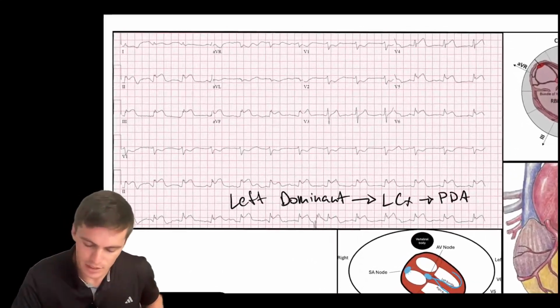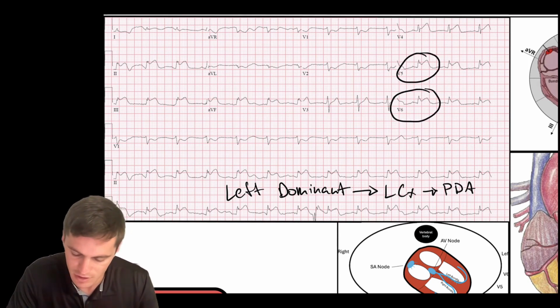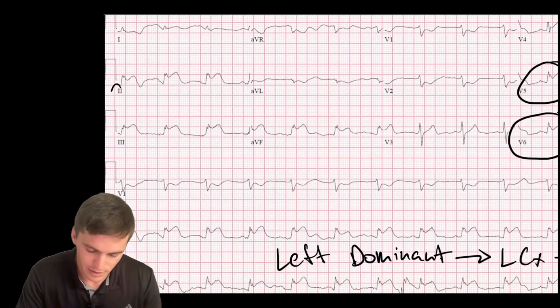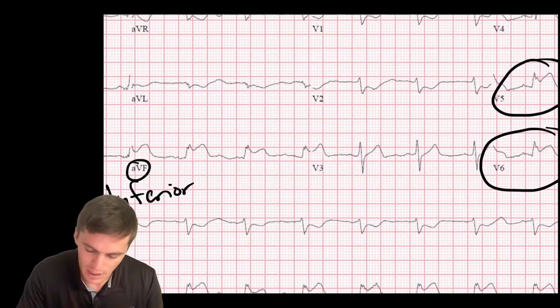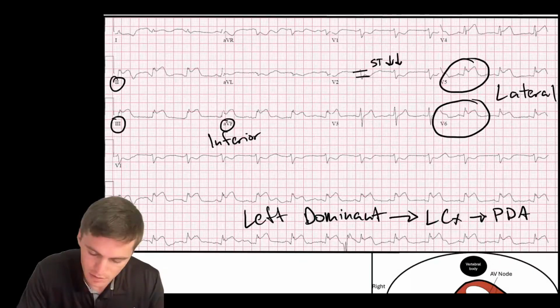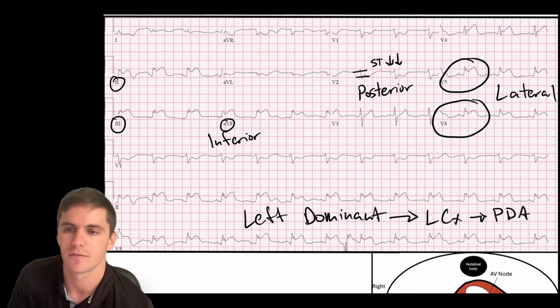So let's take a look at this EKG. The left circumflex supplies the lateral aspect of the myocardium. So what do I see? I see some ST elevation in V5 and V6. So we've certainly got lateral. We've got inferior, leads 2, 3, and aVF. And we've got this ST depression in lead V2, which we said was maybe indicative of posterior STEMI, right?